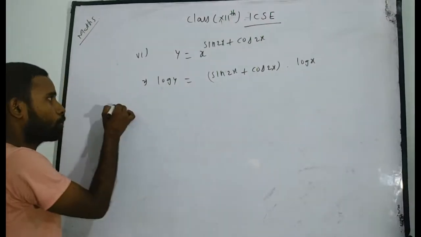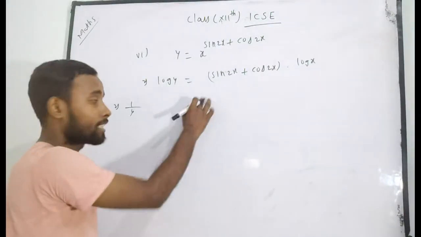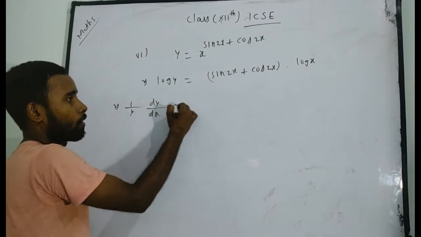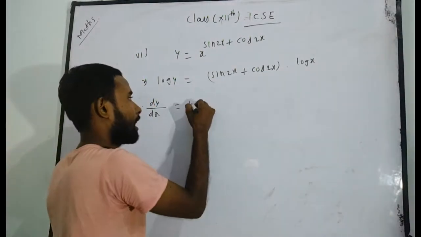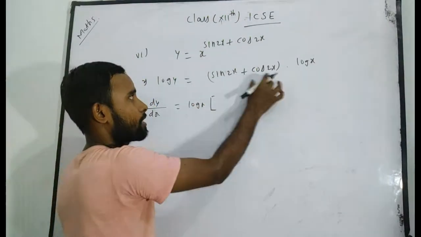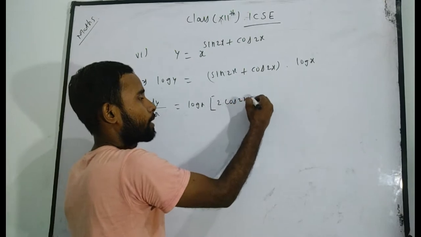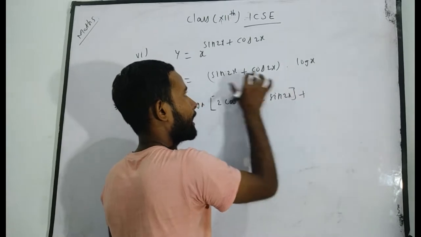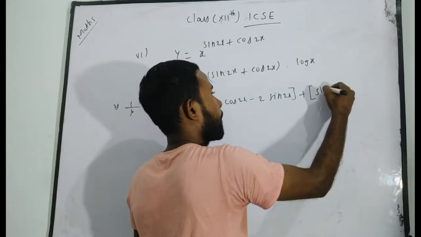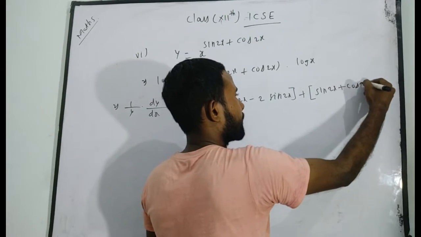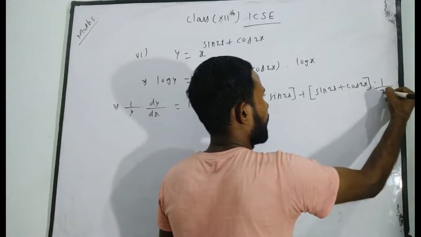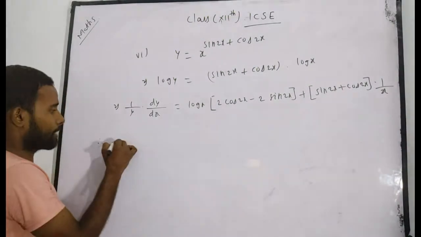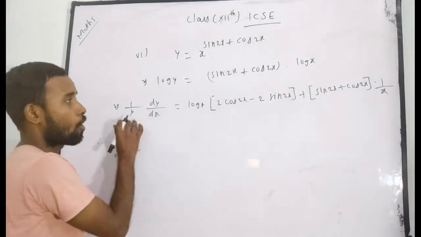Now you have to differentiate on both sides. After differentiating on both sides, you will get in LHS 1 upon y into dy/dx. Now here you have to take log x out of it, and differentiate this term. You will get 2 into cos 2x, and its derivative will be minus 2 into sin 2x. Again you have to take out sin 2x plus cos 2x, and differentiate log x with respect to x, which will give you 1 upon x. Now simply from this line you will get dy/dx is equal to y times the whole expression.